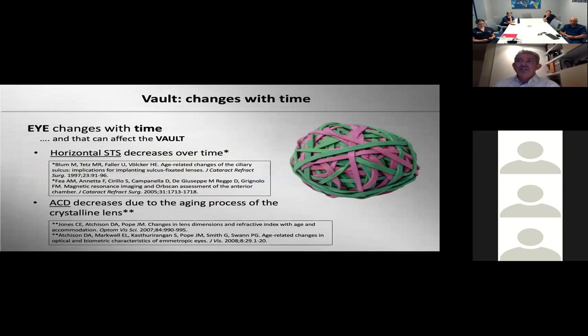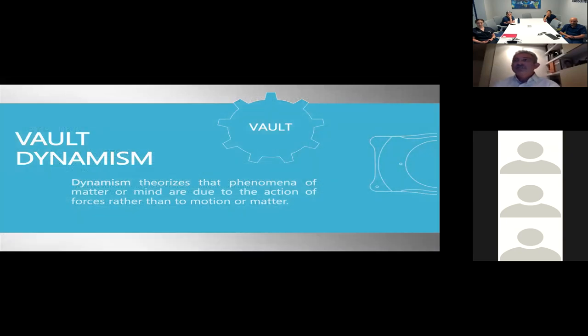And to further entangle the skein regarding the change undergone by the vault, eyes change with time, and that can also affect the vault. So we know that the horizontal sulcus to sulcus decreases over time, and anterior chamber depth decreases as well due to the aging process of the crystalline lens. So we have seen that the vault is in constant change, and from that perspective, I want to show you what we have called the dynamic concept of vault.